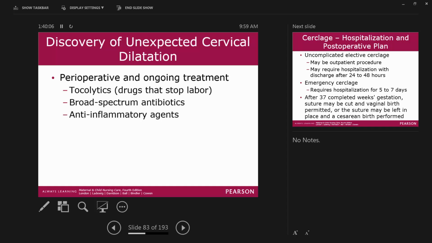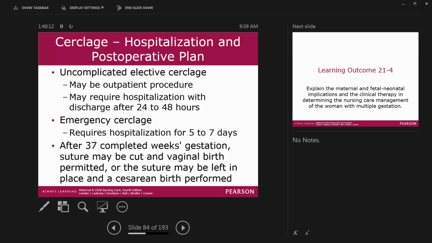So we're going to give tocolytics, things to keep her from contracting, antibiotics, anti-inflammatory agents, hospitalization for 24 hours, and then they can go home.